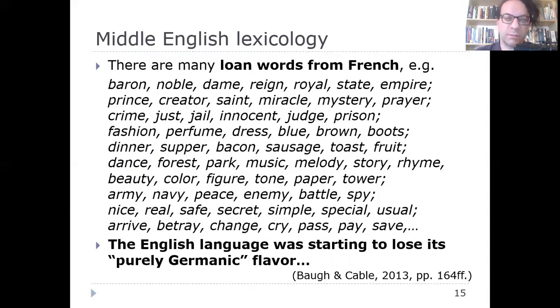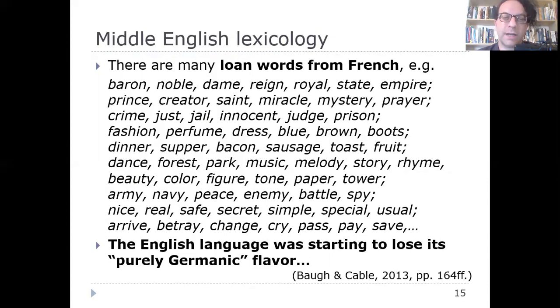Creator, saint, miracle, mystery, prayer come from French. Then you see words that have something to do with the law, basically, legal terminology. So words like crime or jail or prison or judge. Then you have words connected with fashion, like the word fashion itself, but also perfume, dress, blue, or boots.